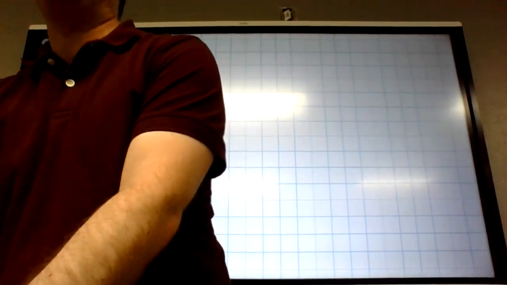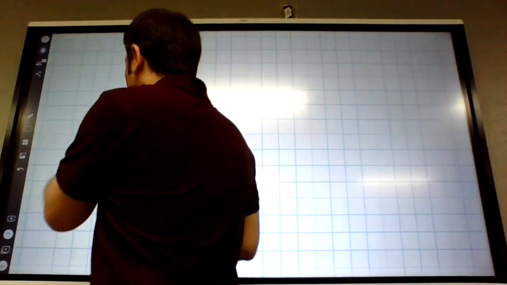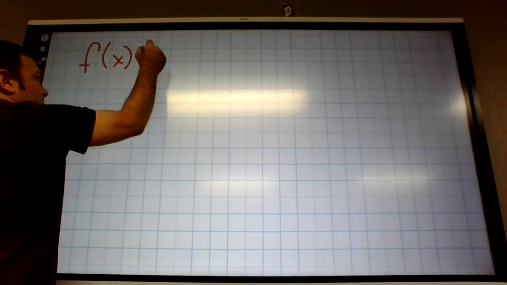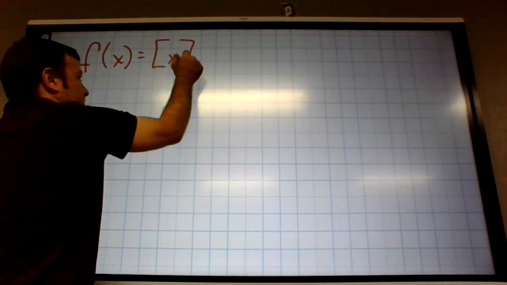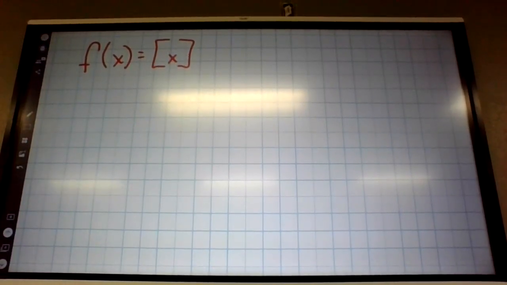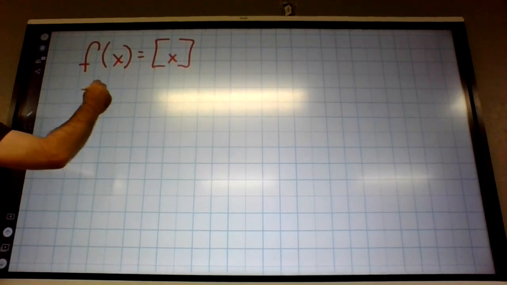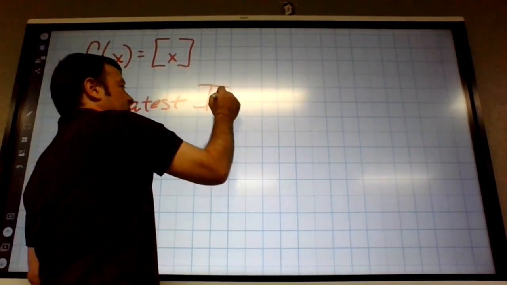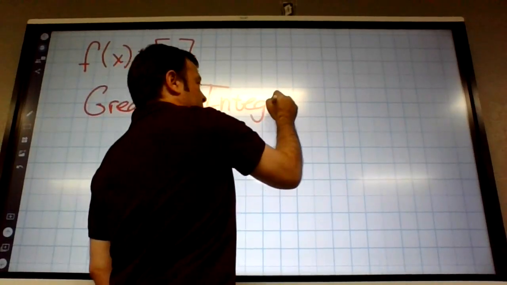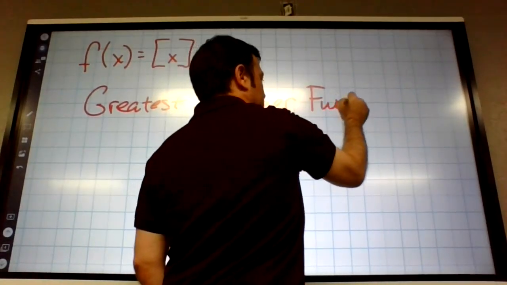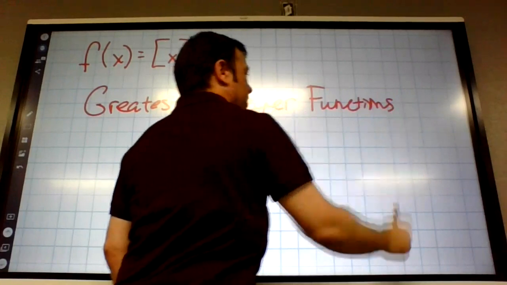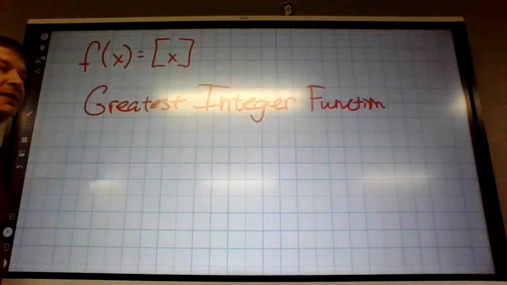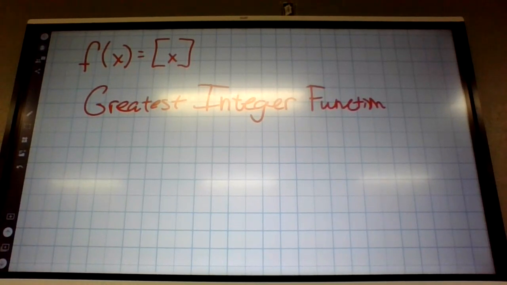Okay, there's one more. This one's not as bad. One more function we're talking about. It looks like this. So it's kind of weird looking. They call it the greatest integer function. I'm not sure that's the best name for it, but you guys remember what integers are? It's like -3, -2, -1, 0, 1, 2, 3.